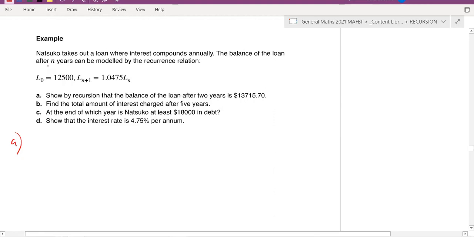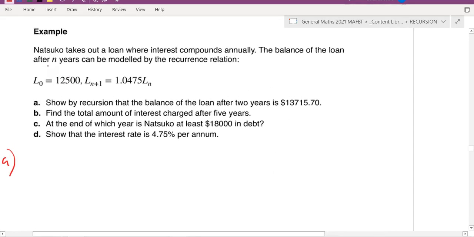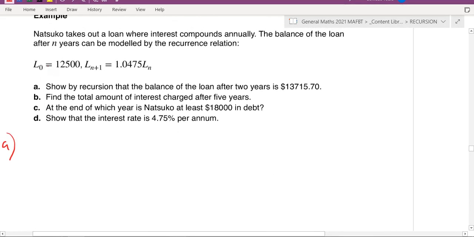So this one here, Natsuko takes out a loan where the interest compounds annually. The balance of the loan after N years can be modeled in this recurrence relation. So this one gives us the recurrence relation already. I know that that's V0, and this one here is my R value. Show by recursion that the balance of the loan after 2 years is this much. Again, I'm repeating myself, but we've done this before.